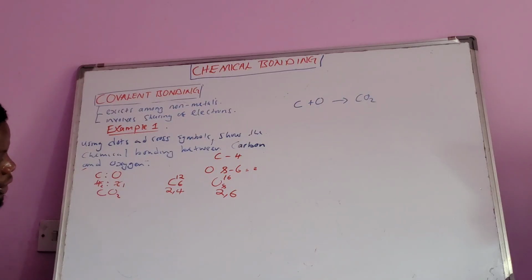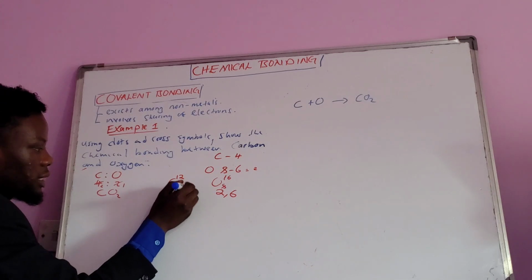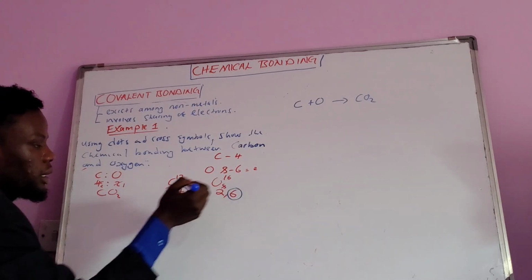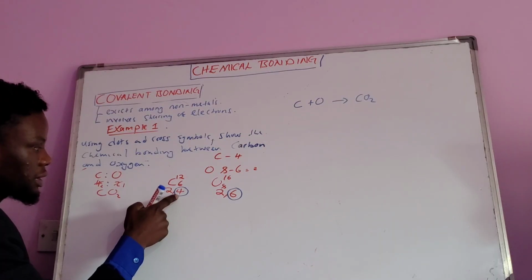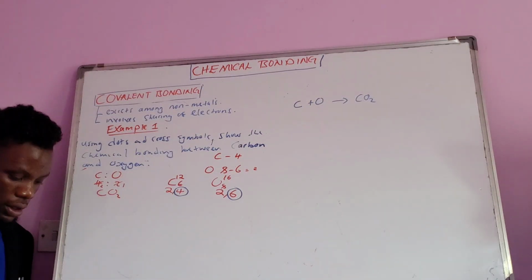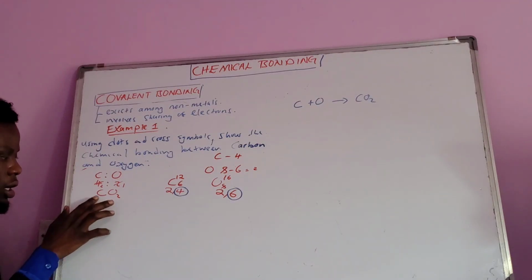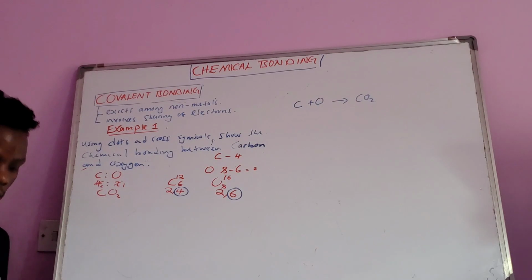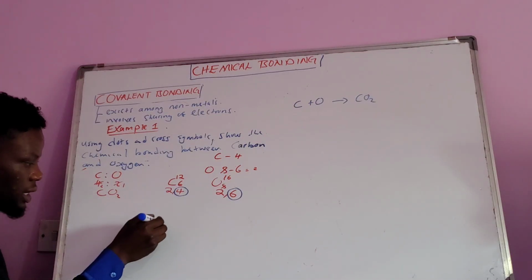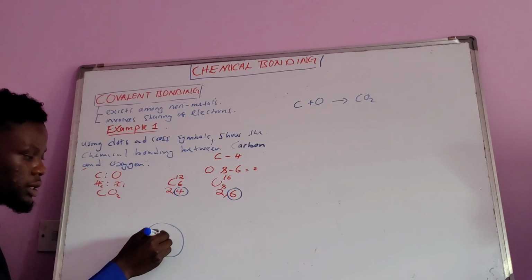Now, after you do this, remember the rule that I talked about. We said we only use the last shell. This is the last shell. So I'm going to use these 4 electrons in the last shell for carbon. Now for you to draw, make sure that you look at the chemical formula. The one with the lowest atomic number is the one that's going to be in the middle. Carbon has the lowest atomic number, so I'm going to draw carbon.